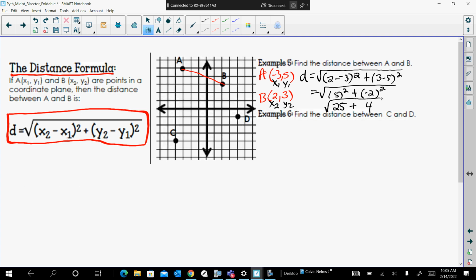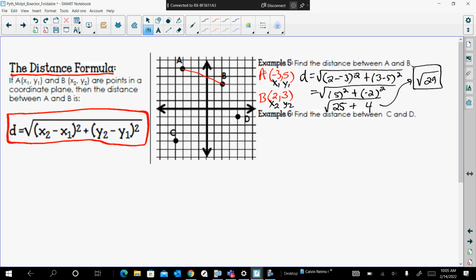These two numbers are underneath the radical. You do the adding last, and then simplify it. So this becomes really just root 29. This is not a perfect square, but there is no perfect square that goes into 29. So this is the exact answer.